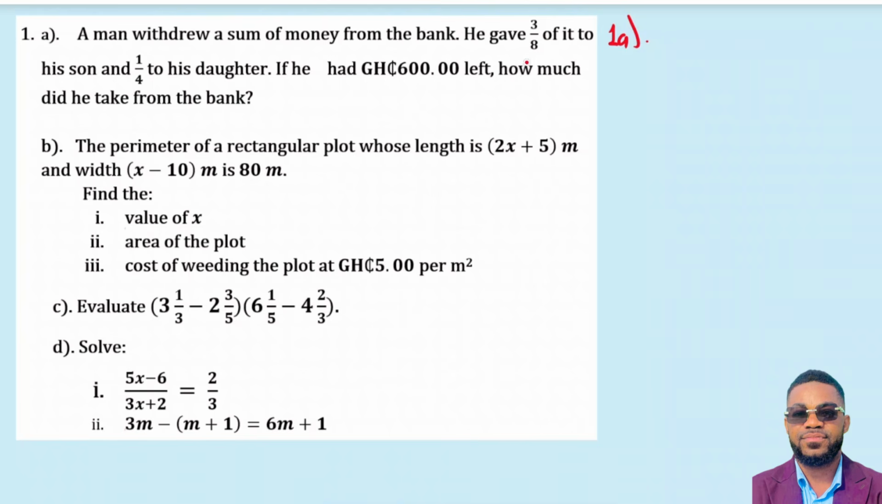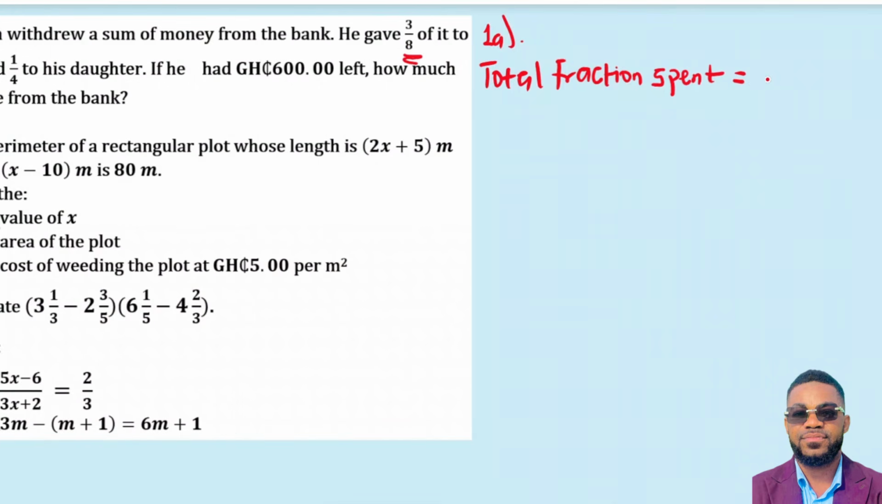So now, it was given in the question that 3/8 of the money was given to the son and 1/4 to the daughter. So this means that the total fraction spent is equal to the fraction given to the son, which is 3/8, added to the fraction given to the daughter, that is 1/4. So we can find the LCM, and the LCM is going to be 8.